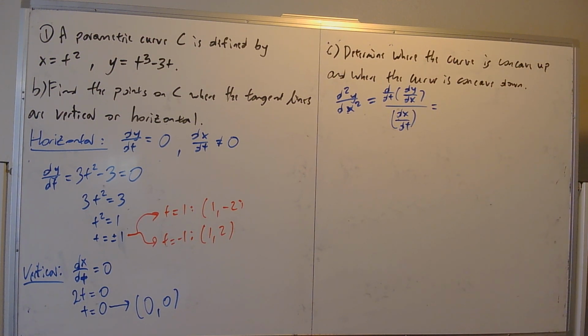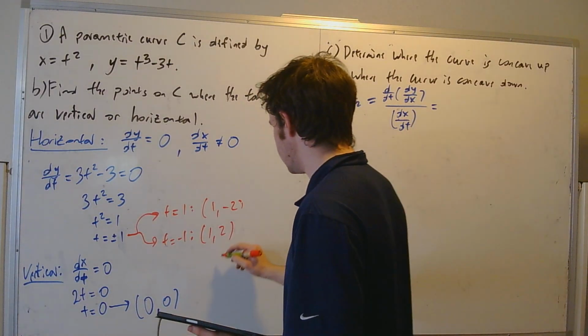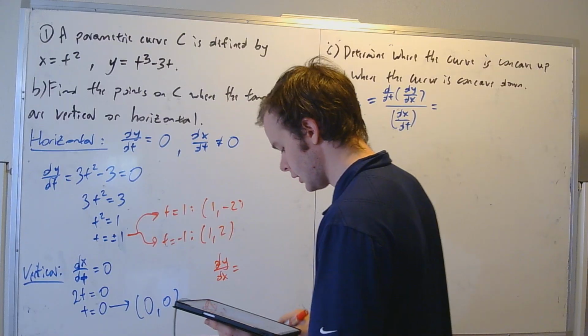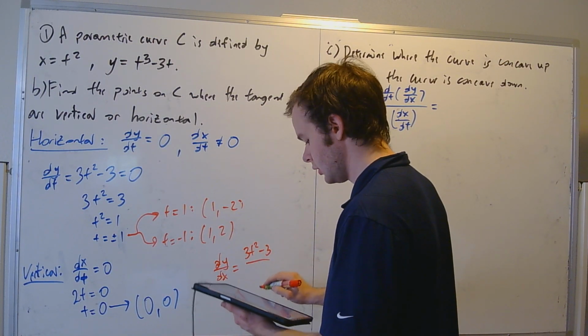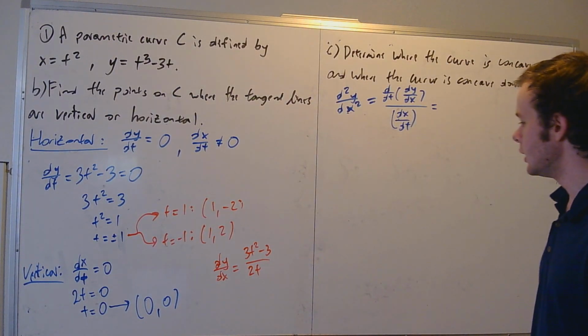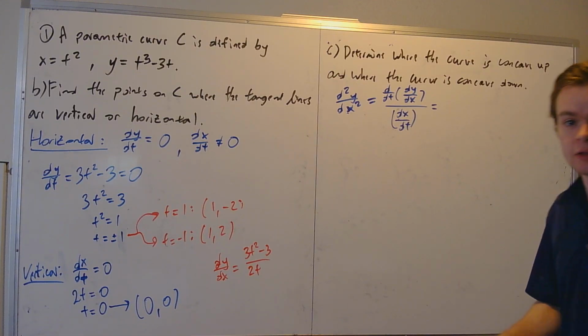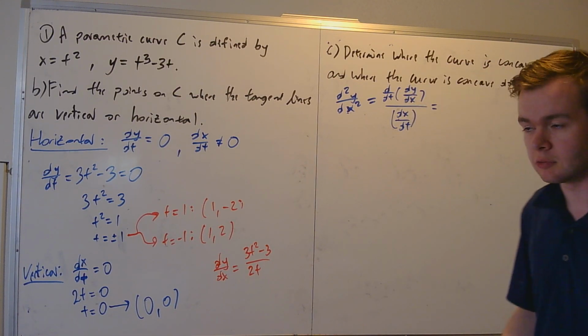Now, we already figured out, and I'll write down, we already wrote that dy by dx, we solved this in part A, was equal to 3t squared minus 3 over 2t. And now we're trying to take the derivative of that fraction with respect to t. Remember, if we're taking the derivative of a fraction, we need to use the quotient rule.